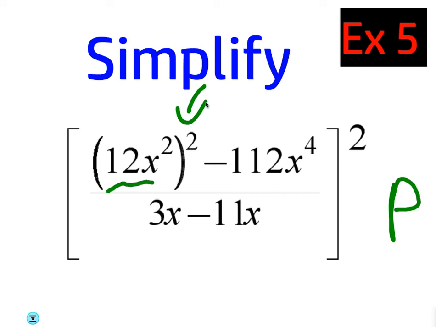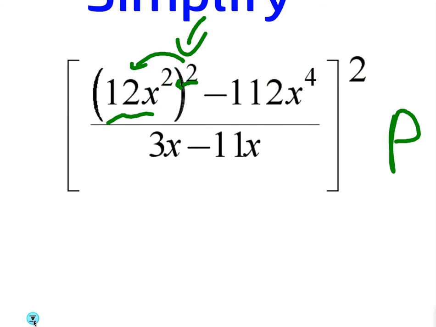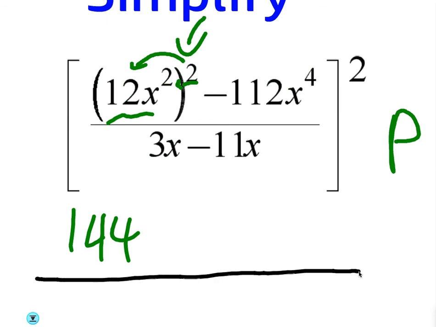The 2. Okay? So, yeah, before we subtract that 112x to the 4th, we need to work on the exponent there. So we're going to distribute the 2 to both the 12 and the x squared. So what is, yes, you answered my question before I asked it. 12 squared is 144. And then we're going to have x to the 4th. And then everything else I'm just going to rewrite.